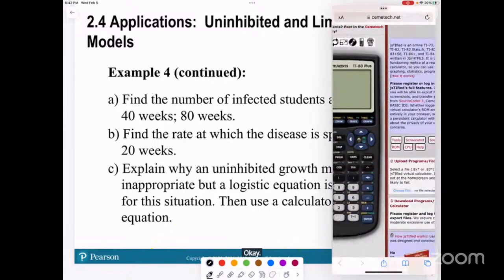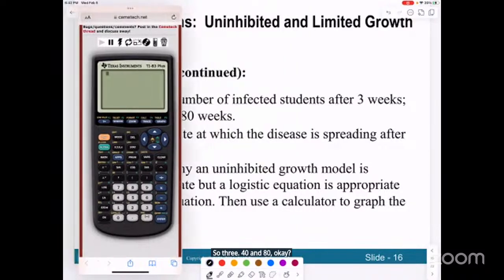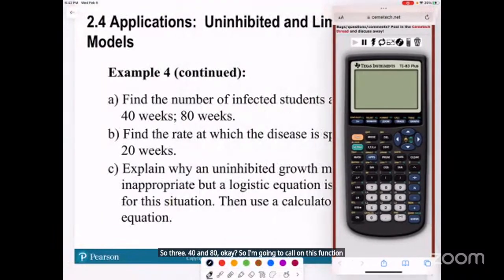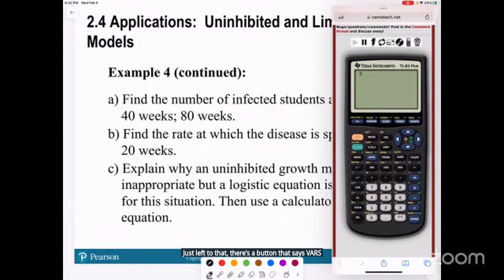Okay. So 3, 40, and 80. Okay. So I'm going to call on this function. On the right-hand side of the calculator, there's a button that says clear. Just left of that is a button that says VARS. I'm going to click on that button. I'm going to go to the right to go to Y variables. Number 1 for function, and number 1 again to call on the function we just typed in. I want to evaluate this when x is 3.